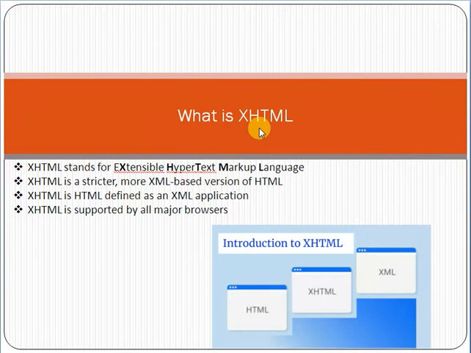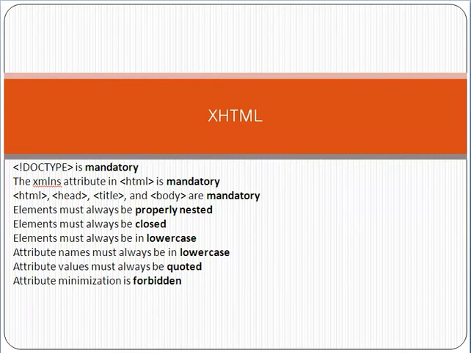Now there are some differences, or you can say reasons why XHTML is an advanced version, because it is a stricter version of HTML. What are the things which have been introduced in XHTML? Friends, some tags and some restrictions have been introduced in XHTML so that it can be more usable and more efficient.